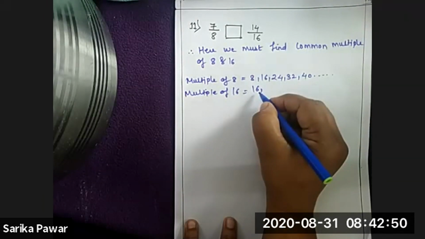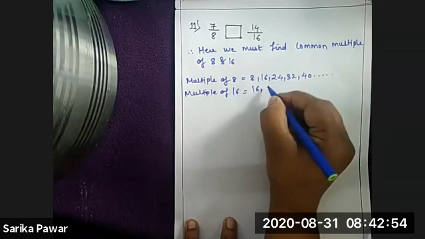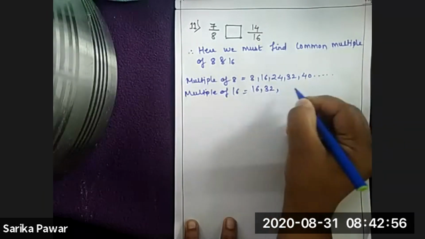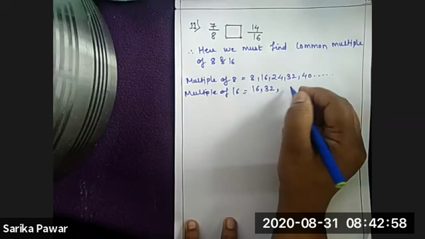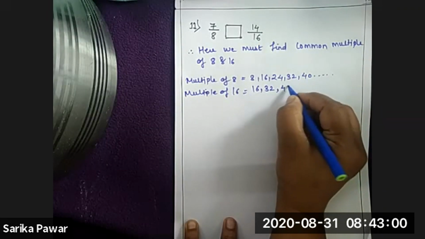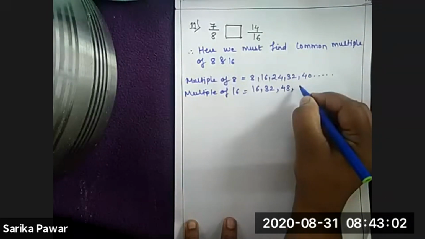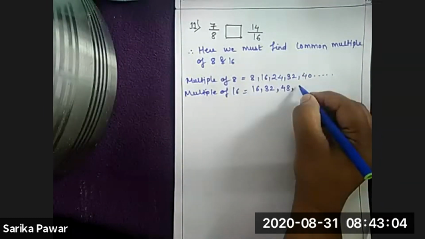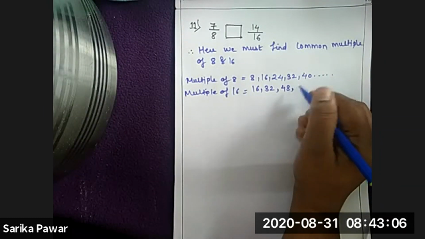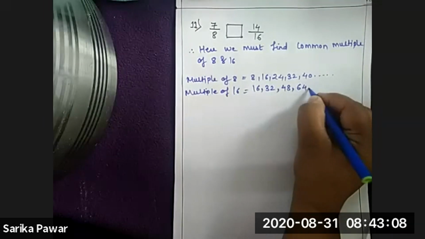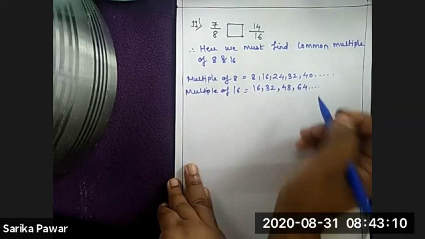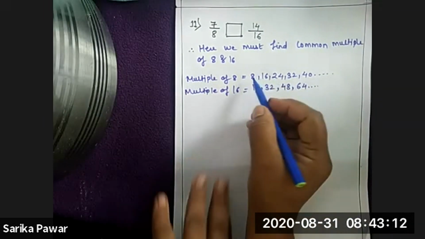16 1s are 16. 16 2s are 32. Very good. 16 3s are 48. Very good. 16 4s are... okay, fine. Good. Very good.